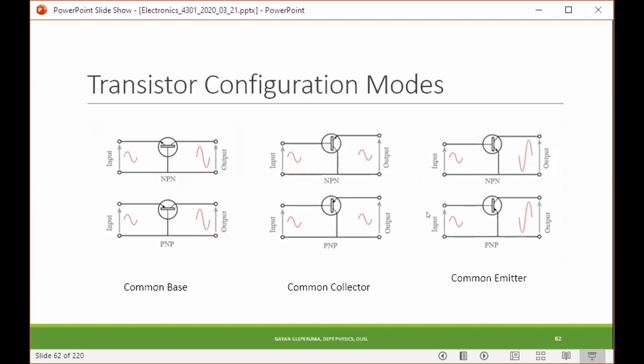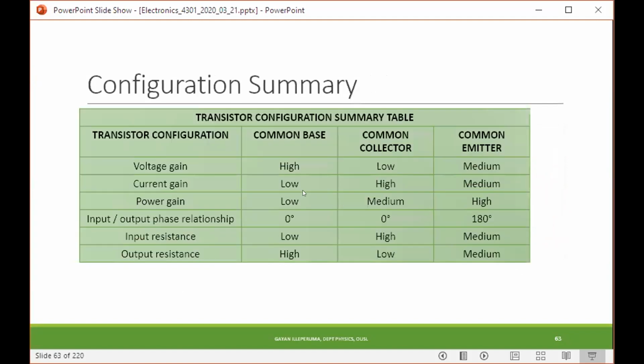So one change you have already noted. This one goes upside down. There's a phase change. There are other changes. So let me show you this one. Okay. So this is the common base, common collector, and common emitter. This is the one you are referring to.